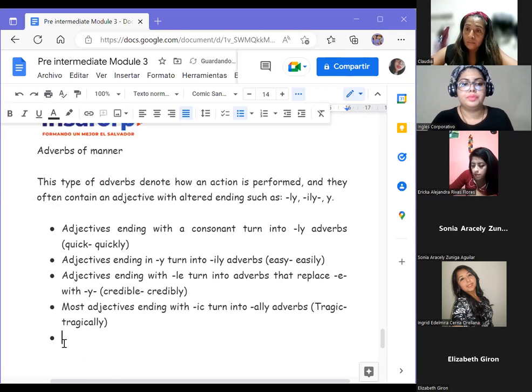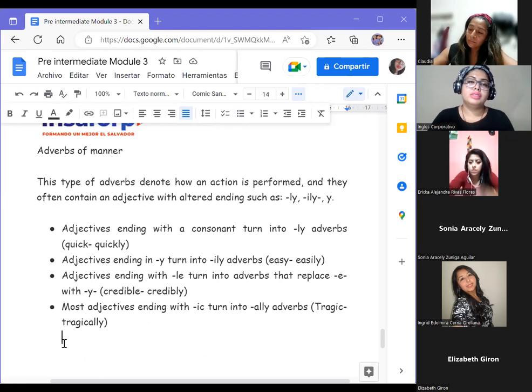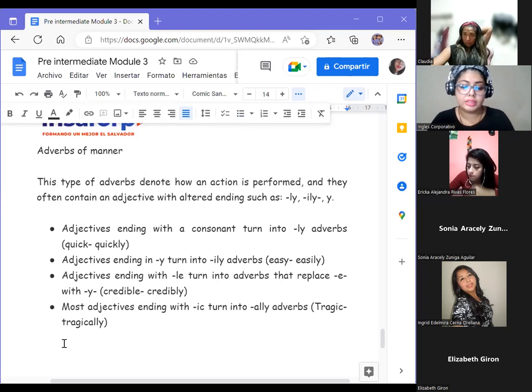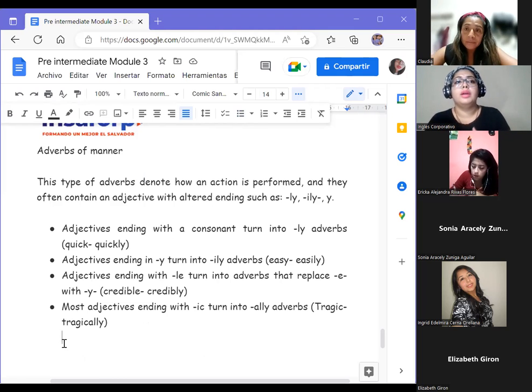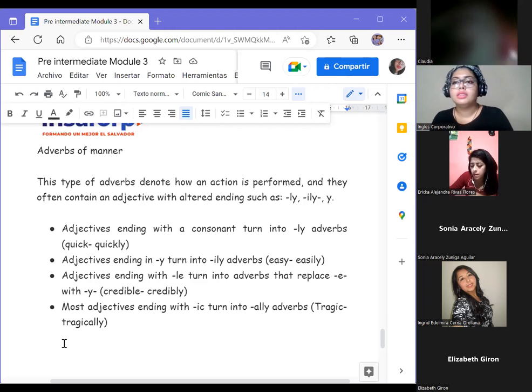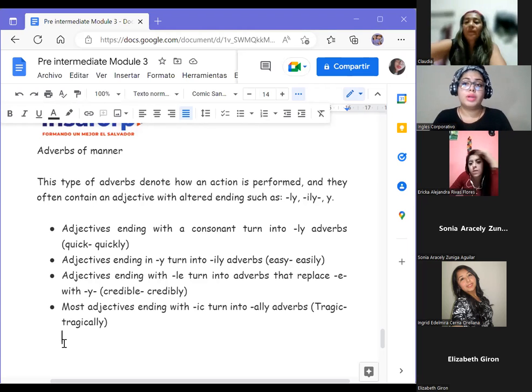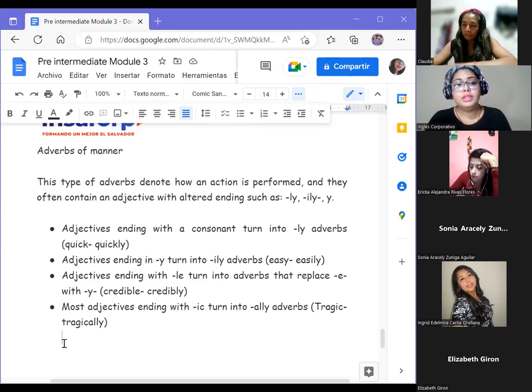So in this case, remember that we were talking about how adjectives can transform their meaning when we add the ending. And in this case, we have the examples of how we can change that meaning when we use this kind of ending. So we have four types of adjectives that change their meaning when endings are added at the end of the word. We know that in English, we have a lot of uses for one word. Depending on the context, the time, the action that we are performing, we can change the meaning of the word. So in this case, it's the same.